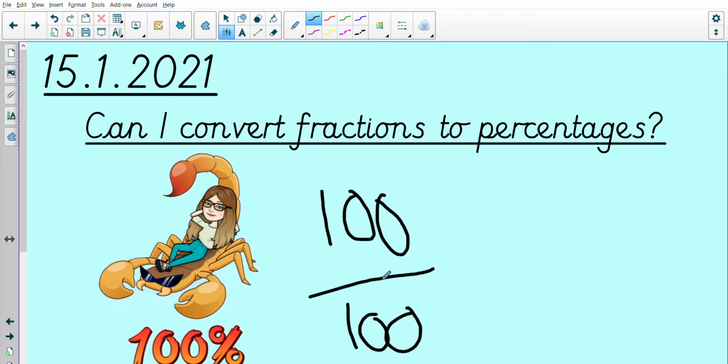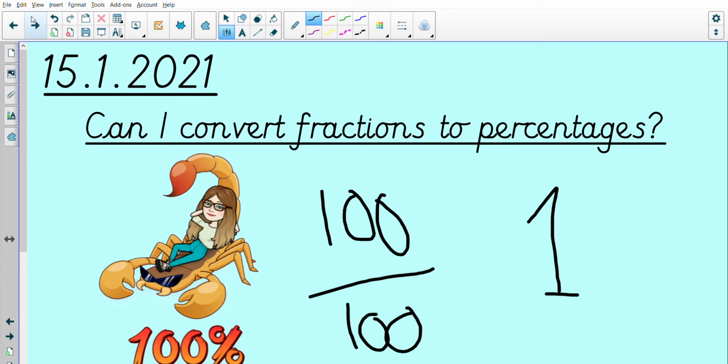Because percentage means out of 100, and the 100 is the number out of 100. So it's 100 out of 100. So we can simplify this. Hopefully you're all telling me if the numerator and the denominator is the same, it's equivalent to 1.